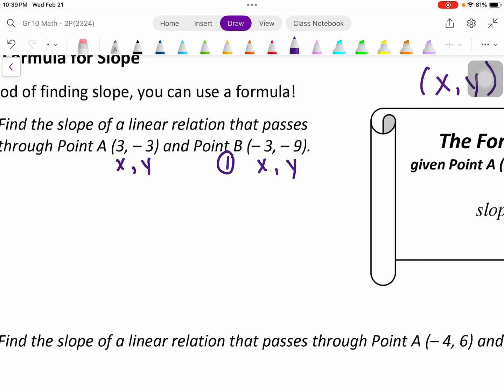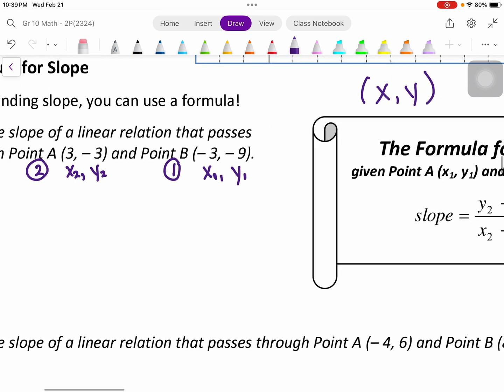So that means -3 is my x coordinate for point 1 and -9 is my y coordinate for point 1. So I'm just going to call that x1 and y1. And then for point A, this is going to be the second point that I use. My x coordinate 3 is x2 and my y coordinate is y2. So it's just the y coordinate of point 2. So that's all those subscripts 1 and 2 mean.